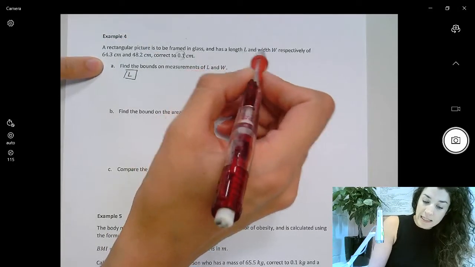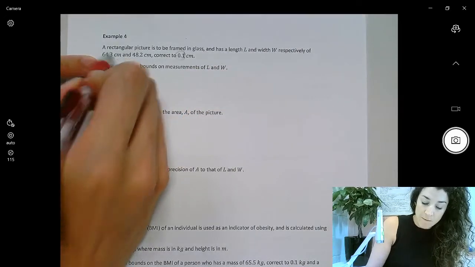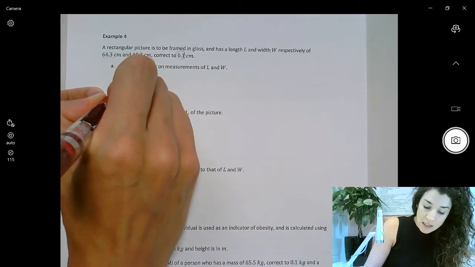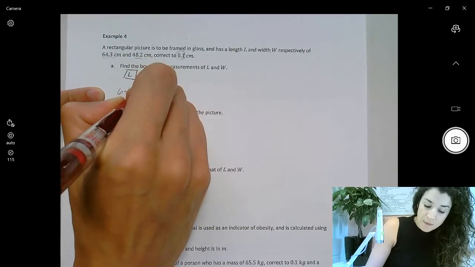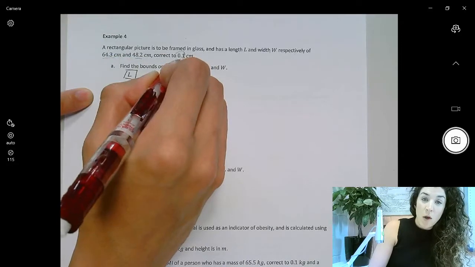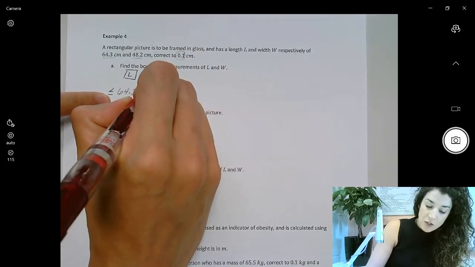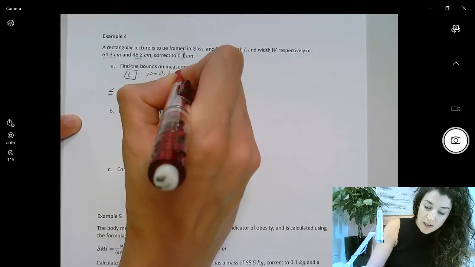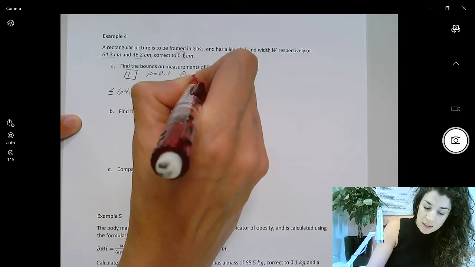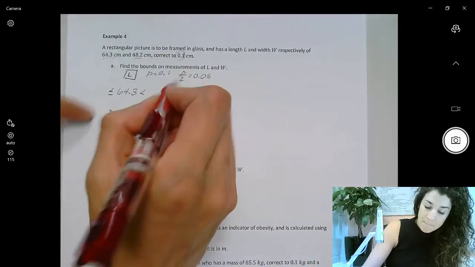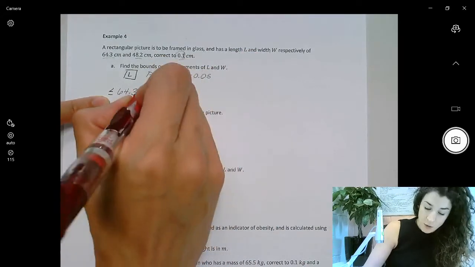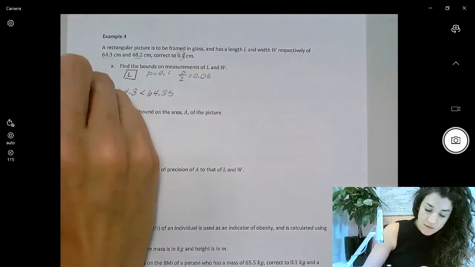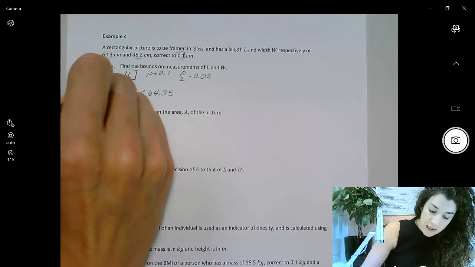Because it says length and width respectively, that means the first one is length and the second one is width. So if we rounded 64.3 to the 0.1 place, if P is 0.1, then P over 2 is going to be 0.05. I'm going to add and subtract that number to 64.3, or think about it as 64.35 and 64.25.